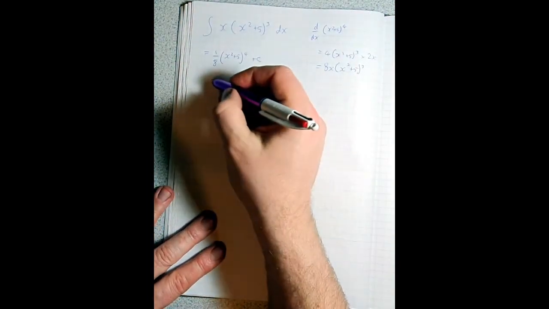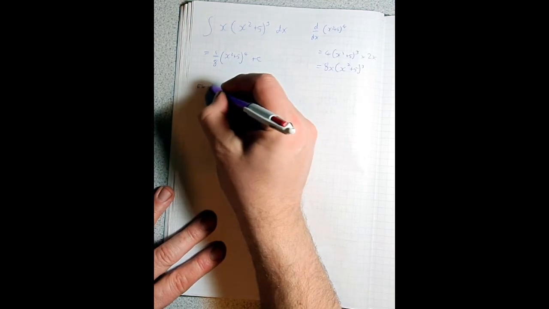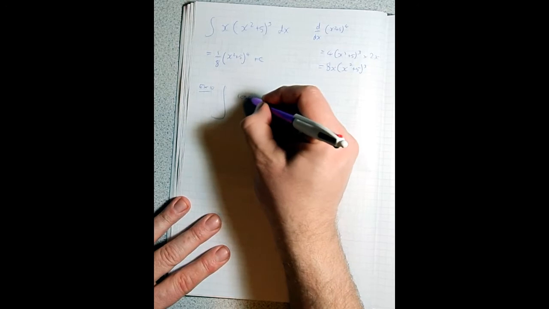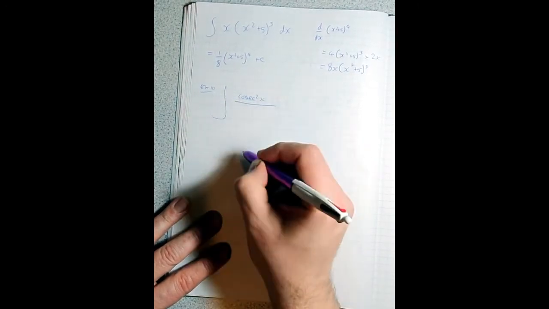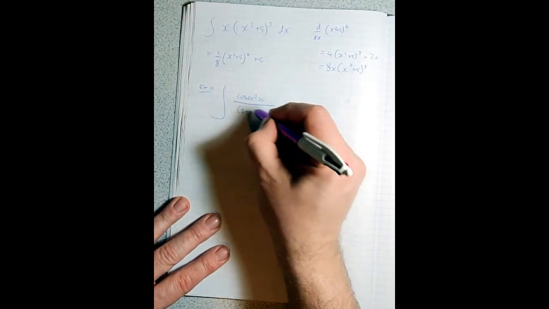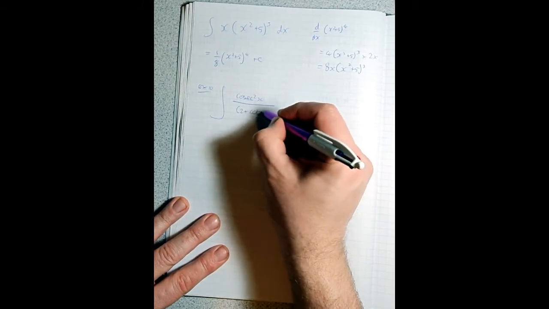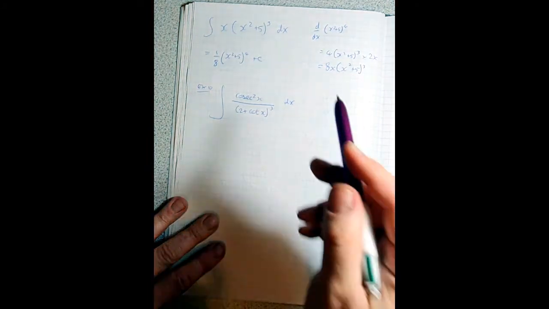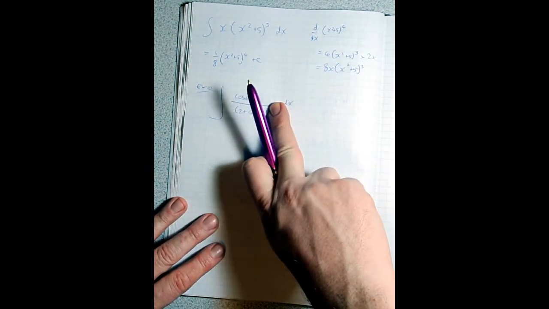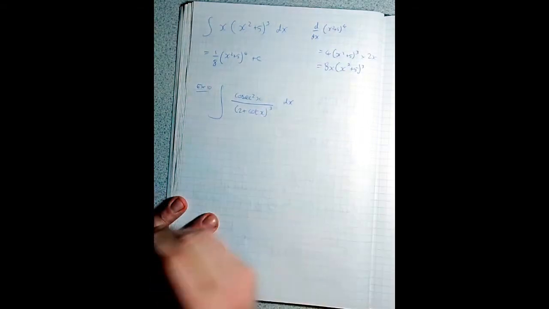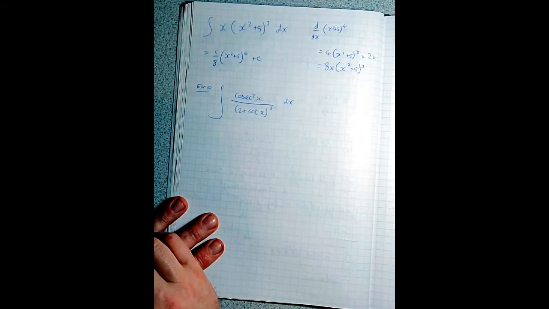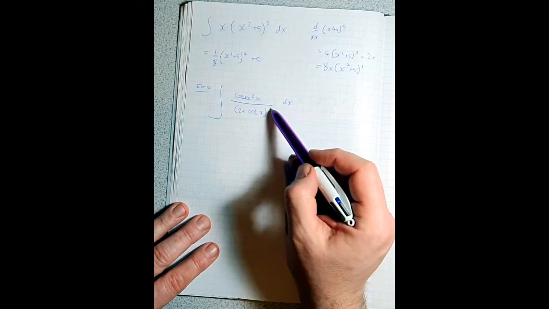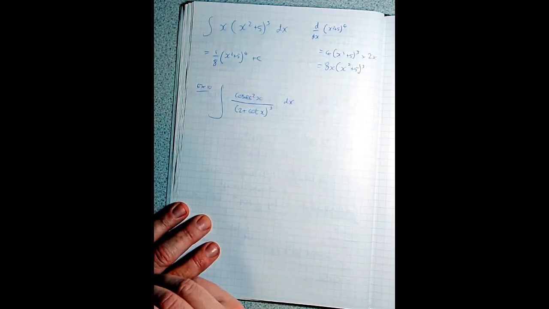Okay, example 10. The integral of cosec squared x over 2 plus cot x cubed dx. Now, if that 3 weren't there, I could try log of 2 plus cot x. That not being a single power on the bottom means this is not a log question.